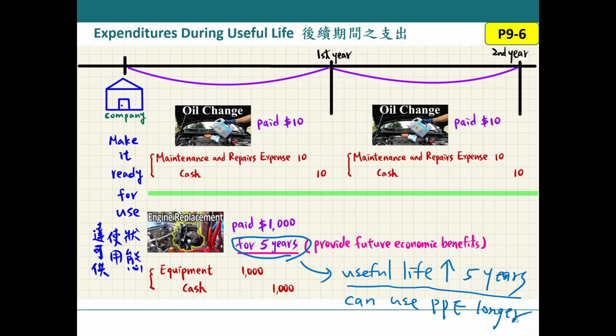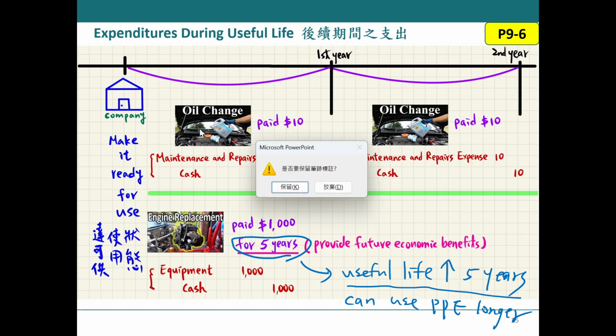Please finish your handout. 7, 8, 9, 11, then you can go home.